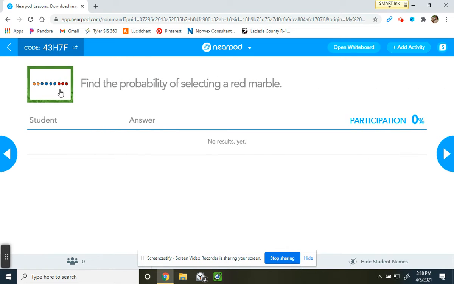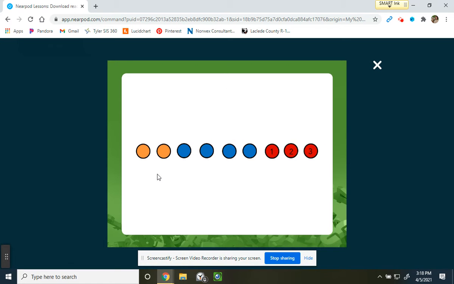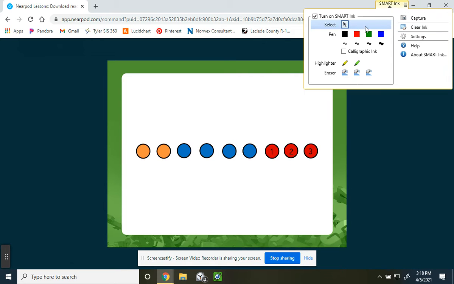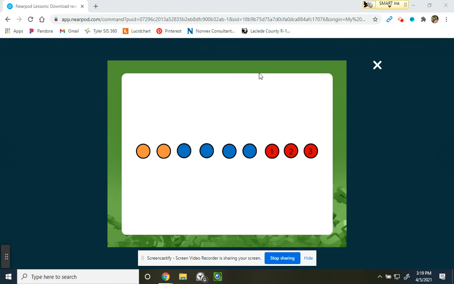Okay, so for this one, find the probability of selecting a red marble. The first thing I always do is figure out how many marbles I have. Well, I have 1, 2, 3, 4, 5, 6, 7, 8, 9 marbles. It's not going to look pretty. So 9 would be the bottom of my fraction. How many of them are red? 3 of them. I always like to simplify if I can, so my probability would just be 1/3. Okay? And that's the theoretical probability.